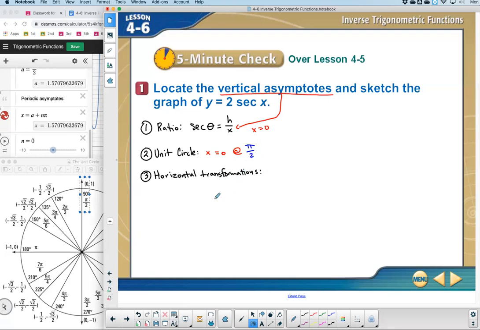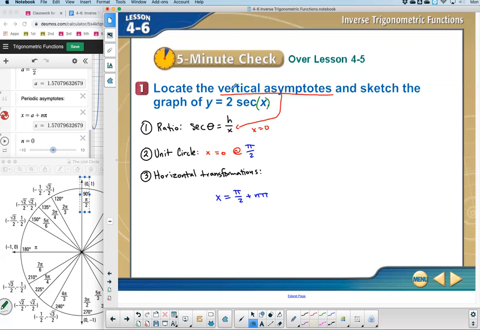Now, there may be some horizontal transformations. Let's check. So here's what our third step was. We write out the pi over 2. And with trigonometry, without transformations, each asymptote occurs pi away from one another. So we started with the initial angle, and then we add pi to find all the others. And on this particular problem, I have no horizontal transformations, none.